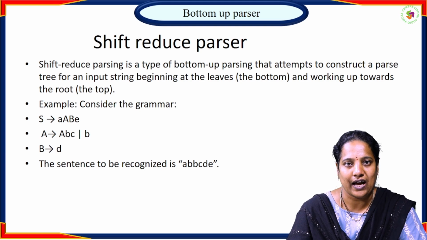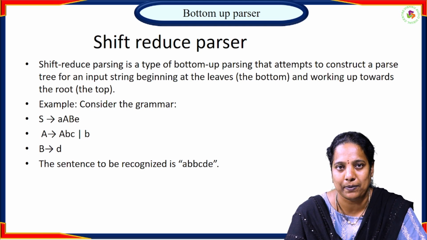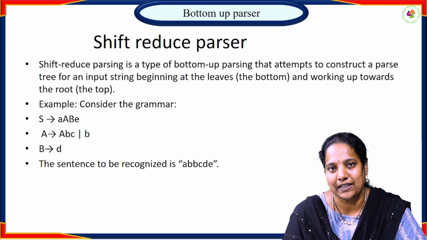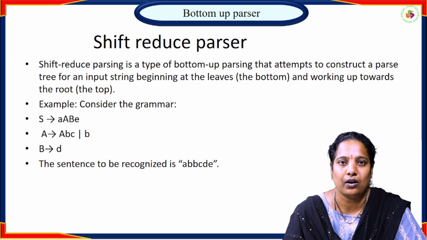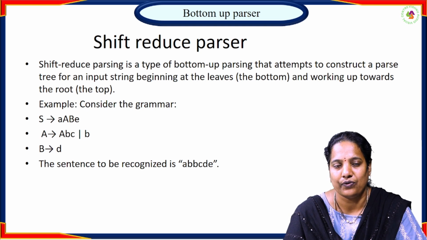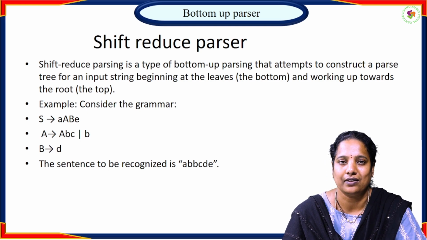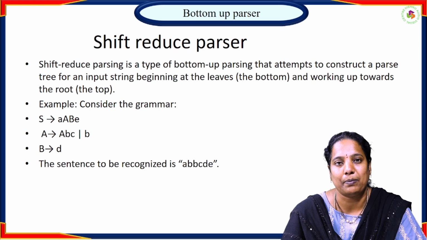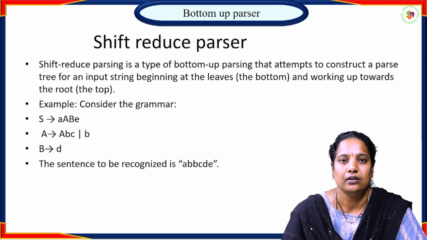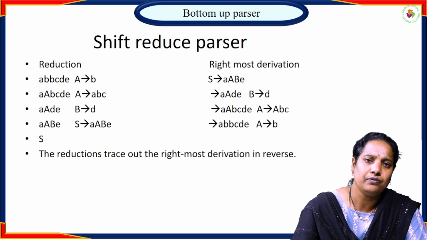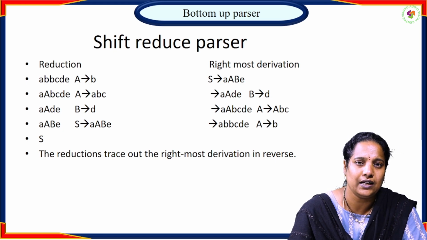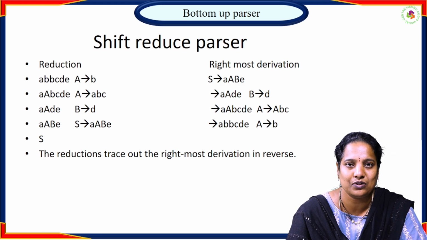For example, here we have one example: S tends to A B, A tends to A B C, A tends to R B, and B tends to D. And we need to verify one input, A B B C D E. How are we going to verify whether we get this particular input by using the shift reduce parser or not? In the shift reduce parser, we are reducing the input to the starting symbol of the grammar.